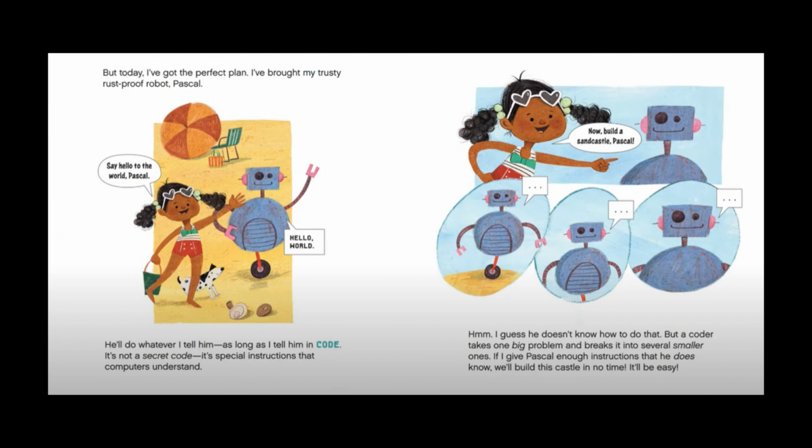I've brought my trusty rust-proof robot, Pascal. Say hello to the world, Pascal. Hello, world. He'll do whatever I tell him, as long as it's in code. It's not secret code. It's special instructions that computers understand. I'll build a sandcastle, Pascal. I guess he doesn't know how to do that. But a coder takes one big problem and breaks it into several small ones. If I give Pascal enough instructions that he does know, we'll build this castle in no time. It'll be easy.